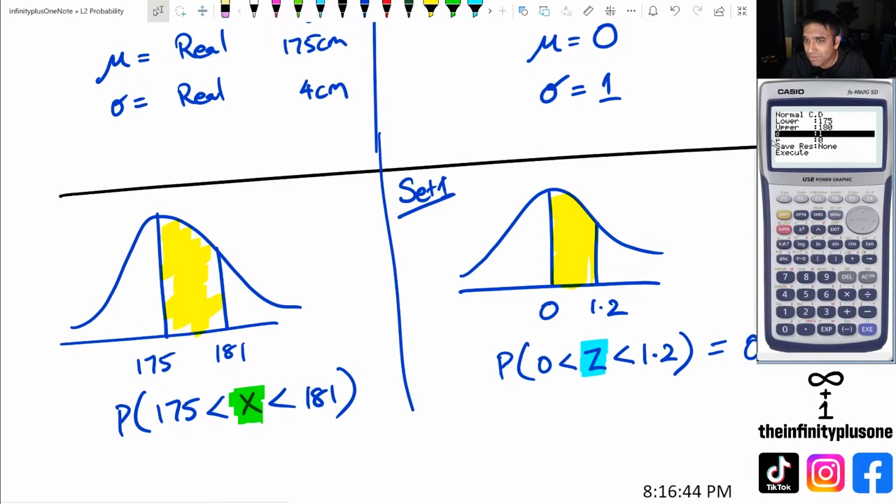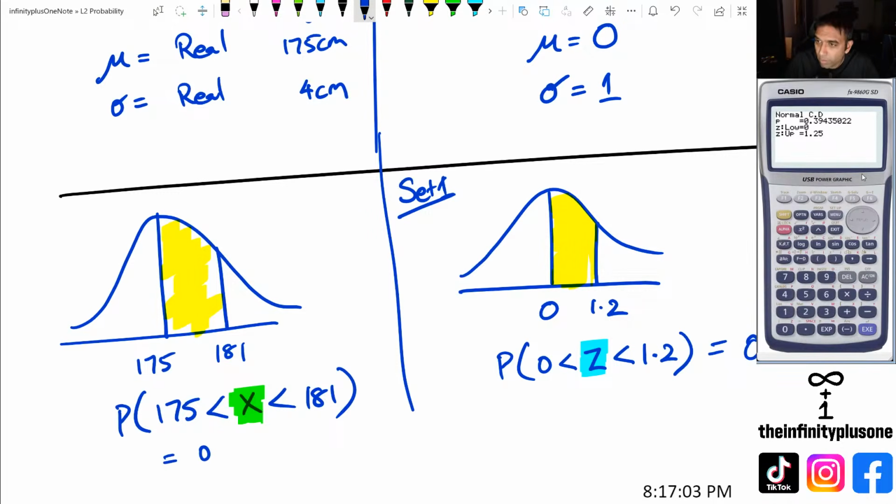So that's the mean right there. Standard deviation comes first, so that's going to be 4, and the mean was 175. All right, so now we just press enter and we actually get a probability of 0.3944. A good idea to go with is 4 decimal places in this case.